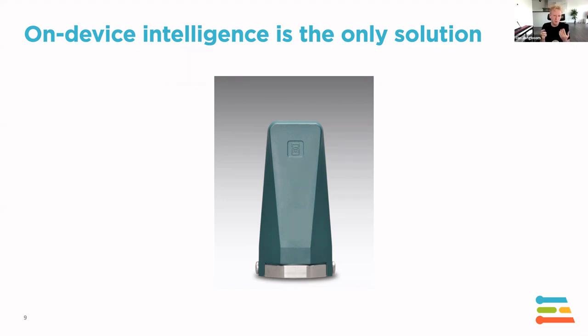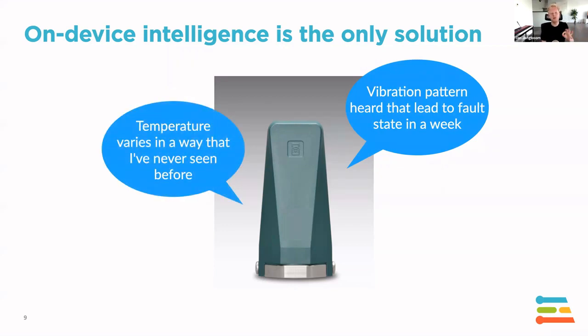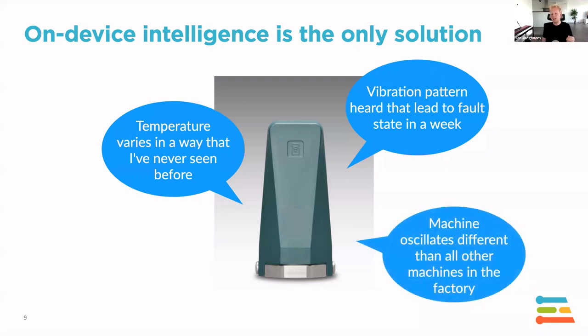Much rather, we want this device to be capable of answering questions like, based on the data that I've just collected, I've seen a vibration pattern that's going to lead to a fault state a week from now. It might be that the temperature varies in a way that I've never seen before, which is much more interesting than just, here is the temperature that I've just collected now. Or this machine oscillates differently than all the other machines in the factory, and do a comparison there.